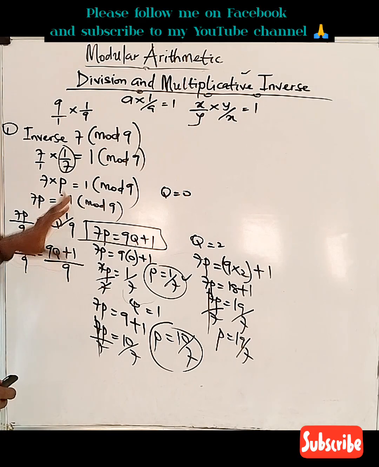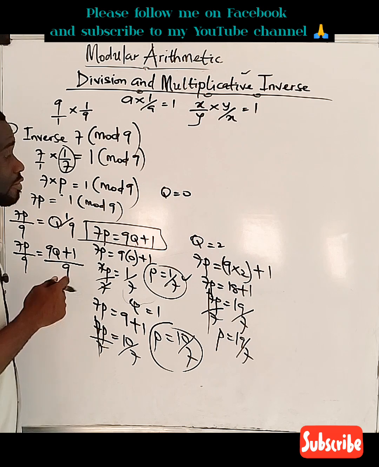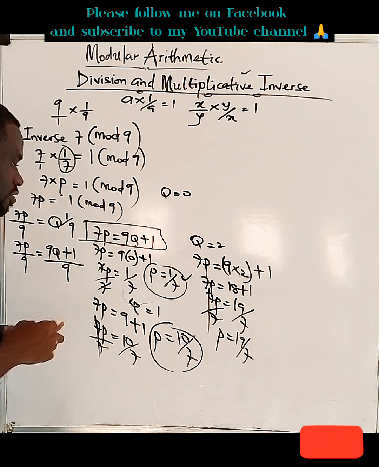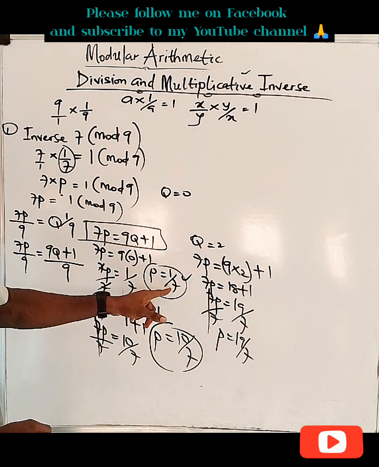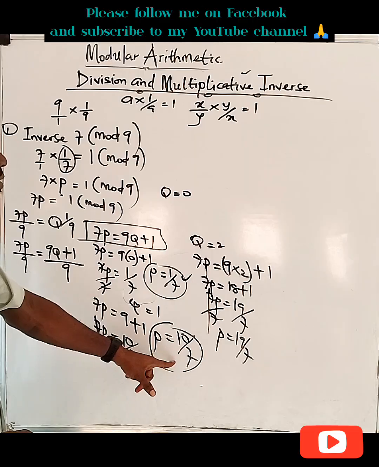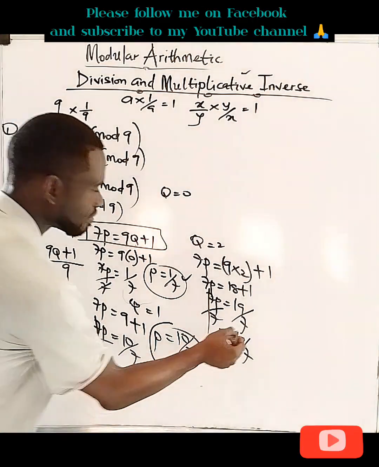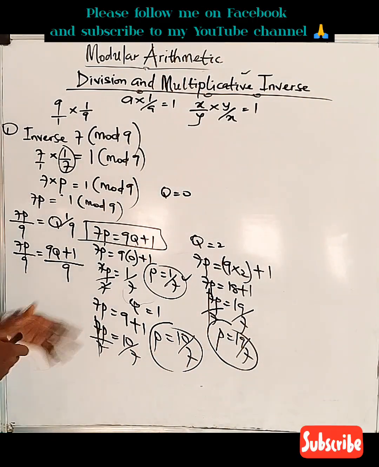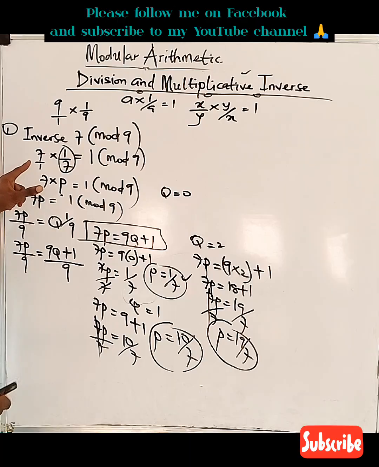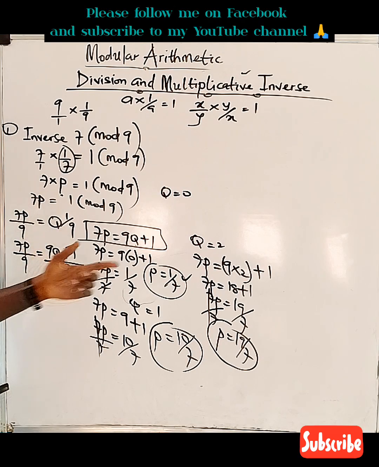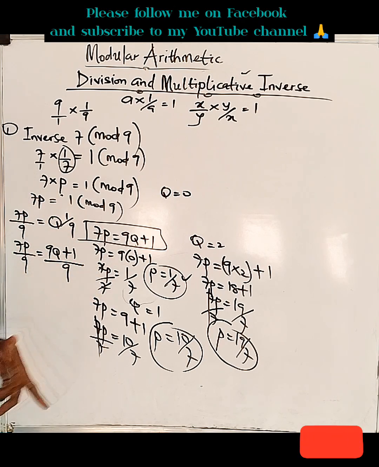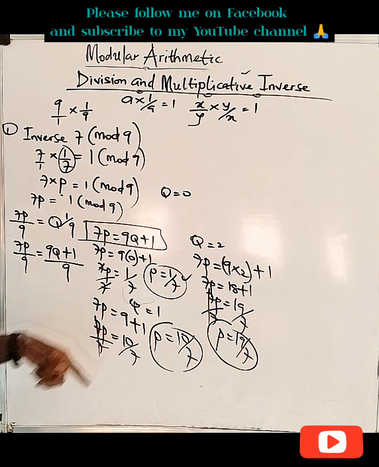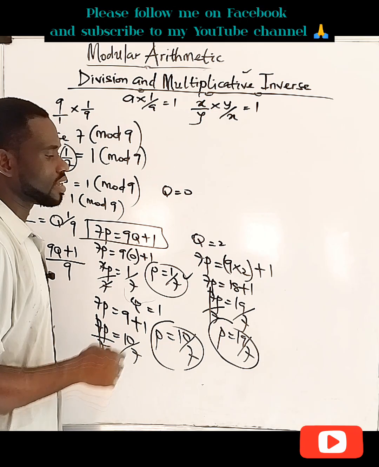So that will be 7 times 19 over 7, and you get 19. 9 in 19 gives us 2 remainder 1. So don't forget that it means P can be 1 over 7, P can be 10 over 7, P can be 19 over 7. It means any of these could be the multiplicative inverse of 7. So let's try Q equal to 3.